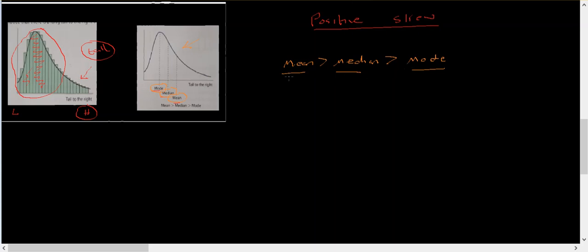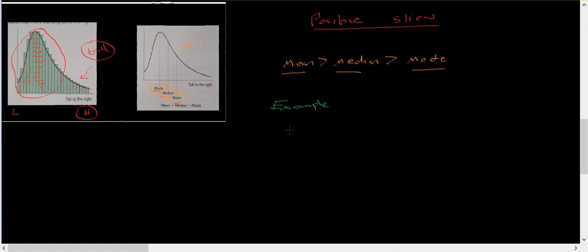And generally the mean is going to have the larger value. So the mean is larger than the median, which is larger than the mode. Now, if we were to think about some real life examples of this data, so examples of, let's say, positive skew in real life.